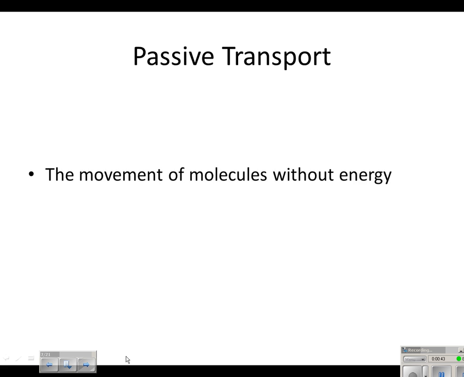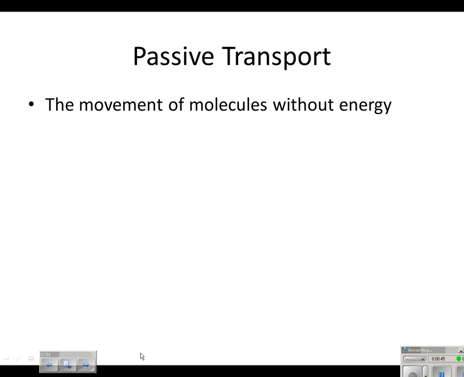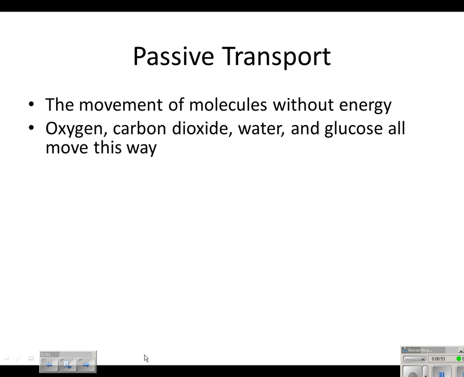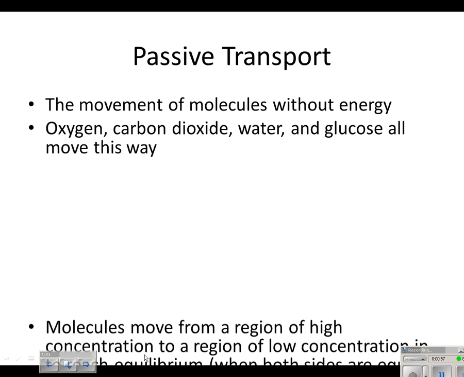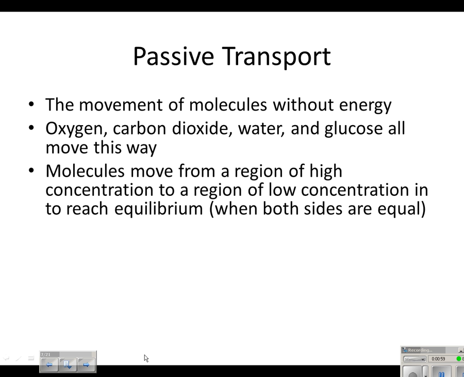In passive transport, no energy or ATP is involved in order to get the movement of molecules across the cell membrane, so we don't need energy to do it. They just freely go. Oxygen, carbon dioxide, water, and glucose are all molecules that move this way. Molecules are going to move from where there's a region of high concentration to a region of low concentration in order to reach equilibrium, which means when both sides are equal.